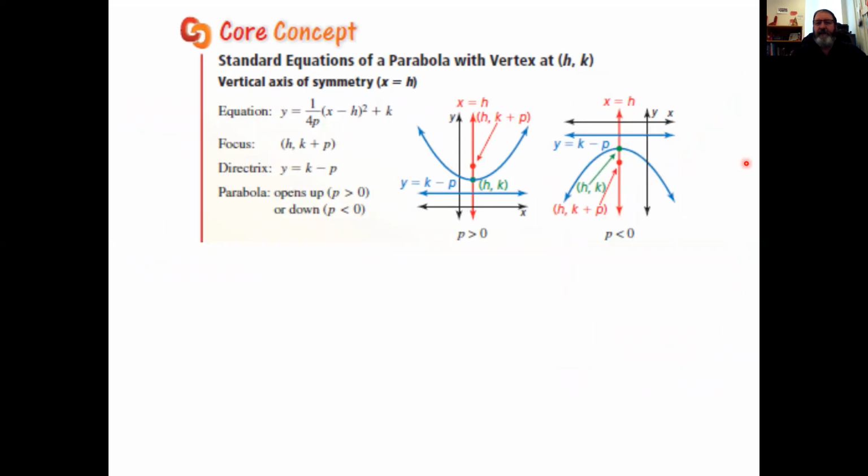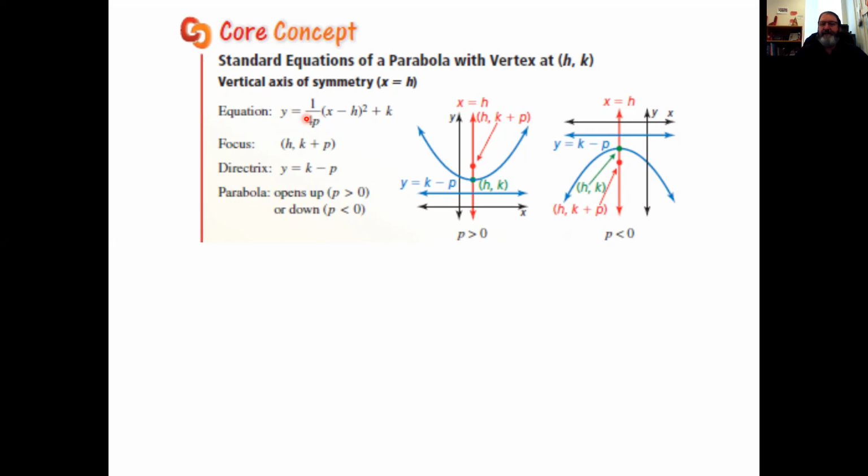So we see in our textbook, one of our core concepts is the equations of a parabola. Now we've talked about quadratic equations, and here we're defining the shape, the parabola itself. You see an equation that looks very much like vertex form: y equals a times x minus h squared plus k. But in place of a, we have replaced it with 1 over 4p. So those two values must be equal. The question is, what is p?